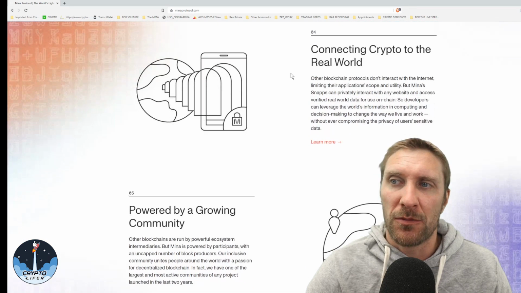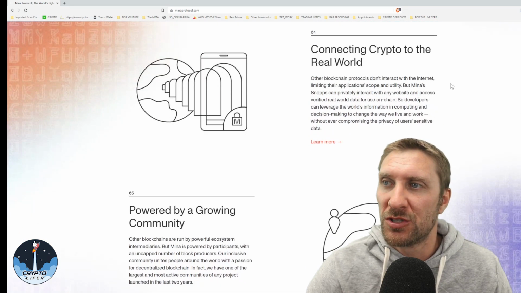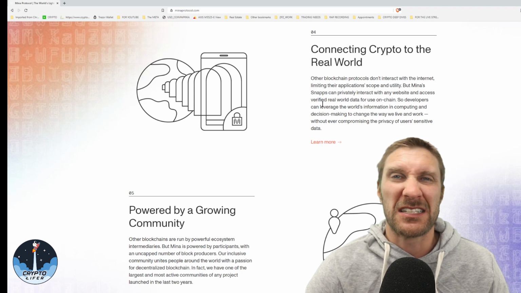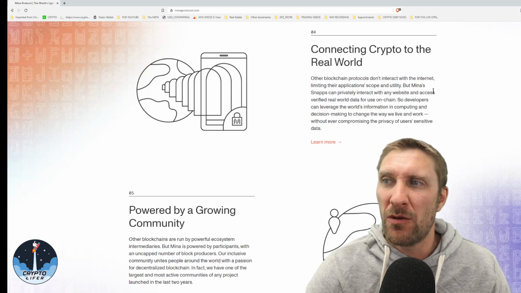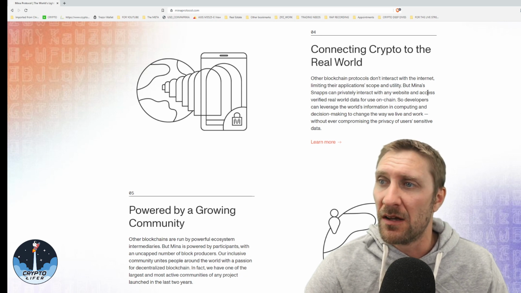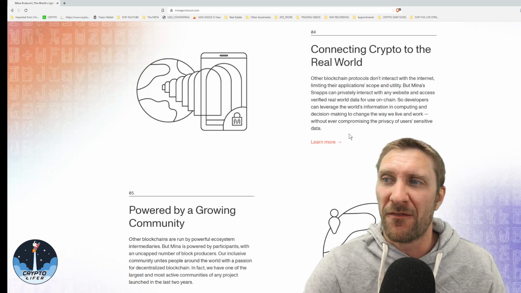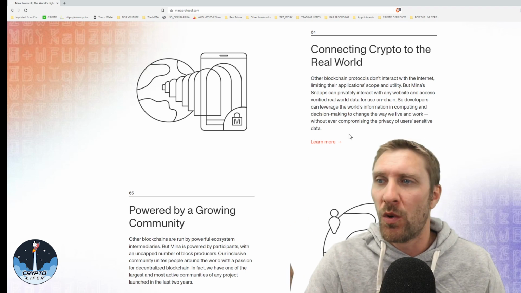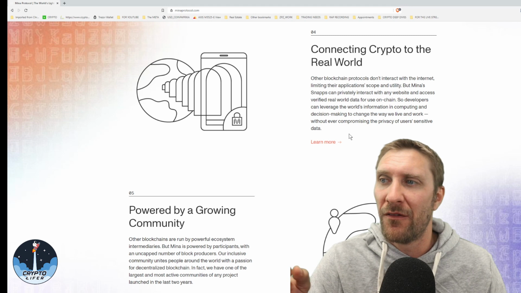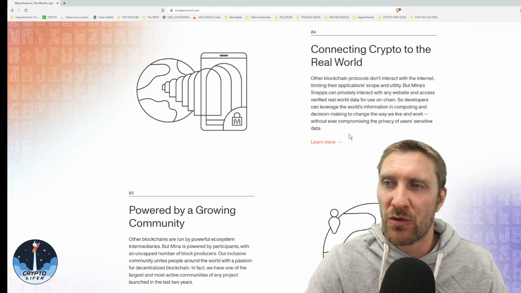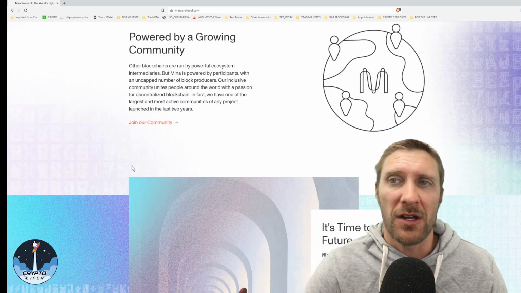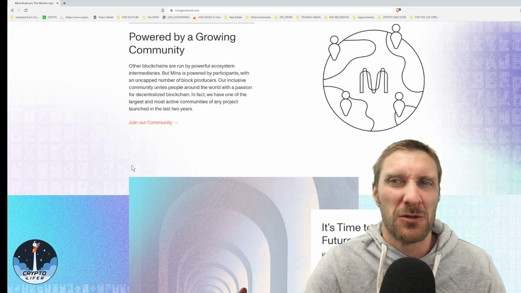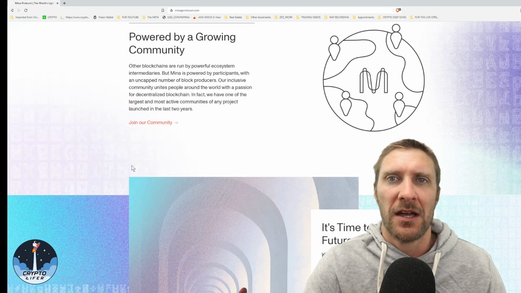Snaps. Connecting crypto to the real world. Other blockchain protocols don't interact with the internet, limiting their application scope and utility. But Mina's snaps can privately interact with any website and access verified real-world data for use on-chain. So developers can leverage the world's information and computing and decision-making to change the way we live and work without ever compromising the privacy of a user's sensitive data. It's really, really awesome.